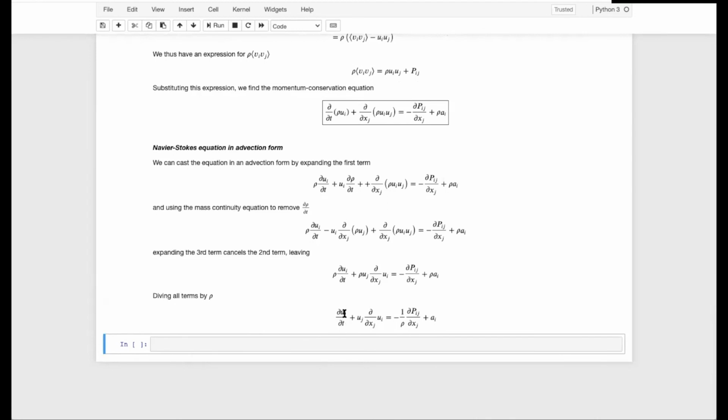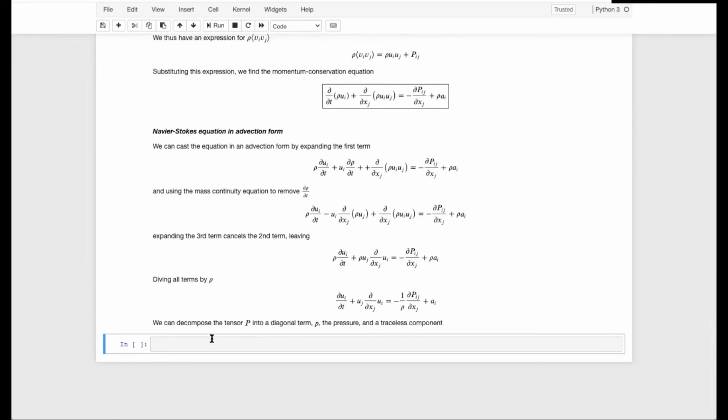So you already see here, you have the time derivative of the velocity. This is an advection term. Remember that the j here is repeated, so it sums. So this is a u nabla term of the i component of the momentum, which is the same thing that is being advanced in time. And then here you have the pressure term, and the body force, the external acceleration.